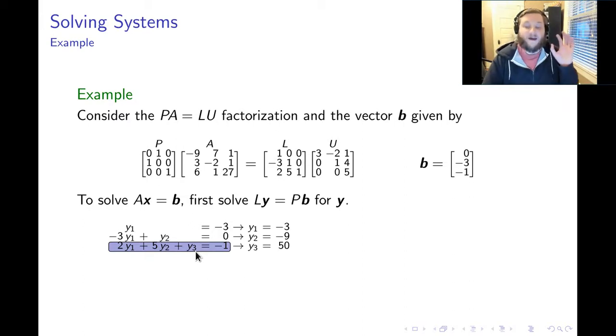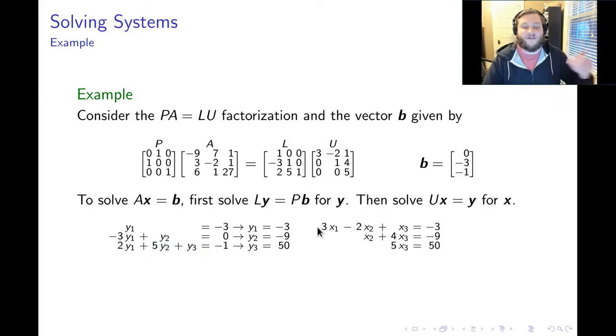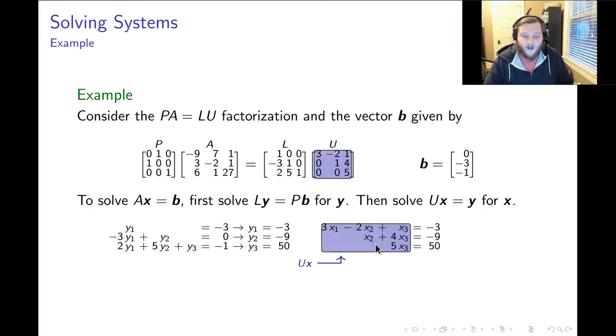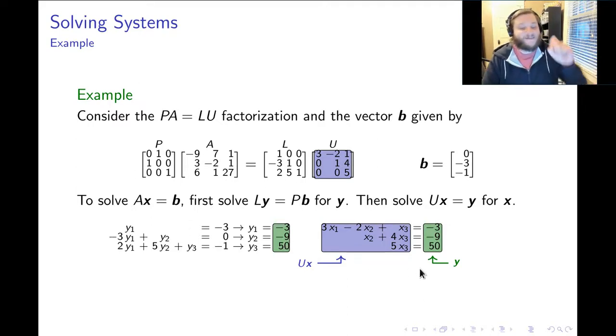So now I have solved for Y, and the next step is to solve the second system, which is UX equals Y, and I'm solving for X now. So where is this system coming from? Well, here, the coefficient matrix is coming from U, which was part of my original data. So this is U times X. And now I'm setting this equal to Y, and Y was the vector we just solved for in the previous step. This system is not lower triangular, but it is upper triangular.